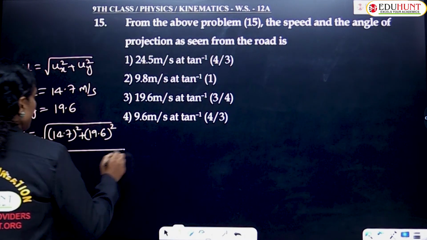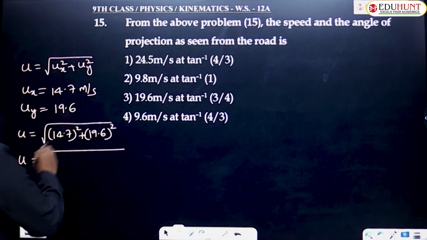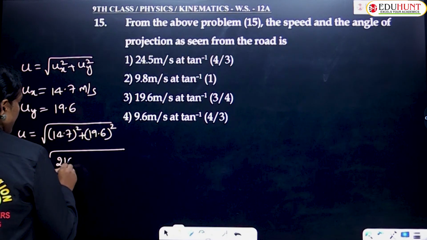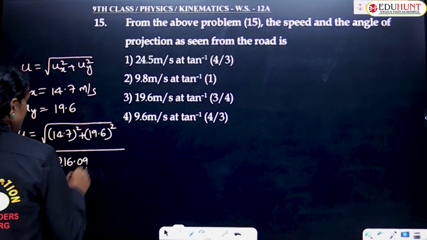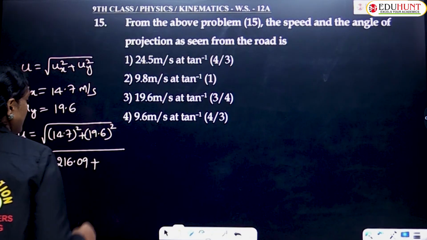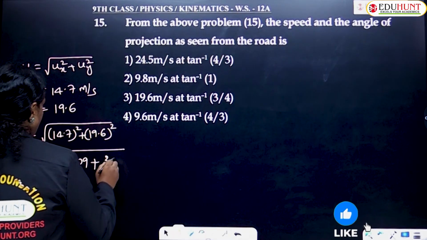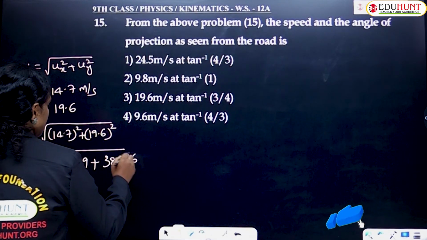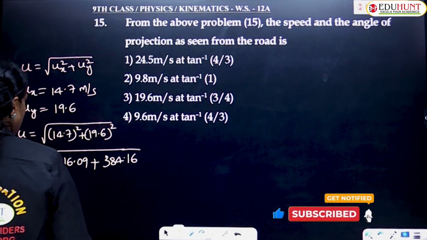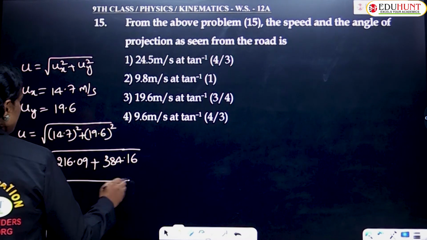So let us simplify the same. What is the value of 14.7 whole square? Children, multiply 14.7 into 14.7. You will get something as 216.09. Plus 19.6 whole square is found to be 384.16. Just simplify this, children, you may get the same values. So 216.09 plus 384.16, and hence the value of u is found to be this.